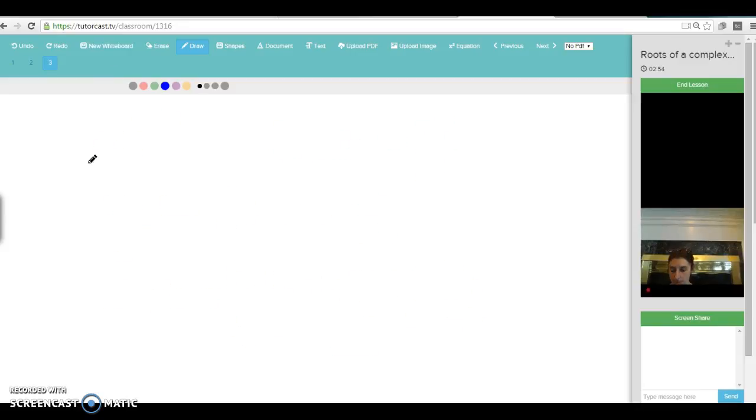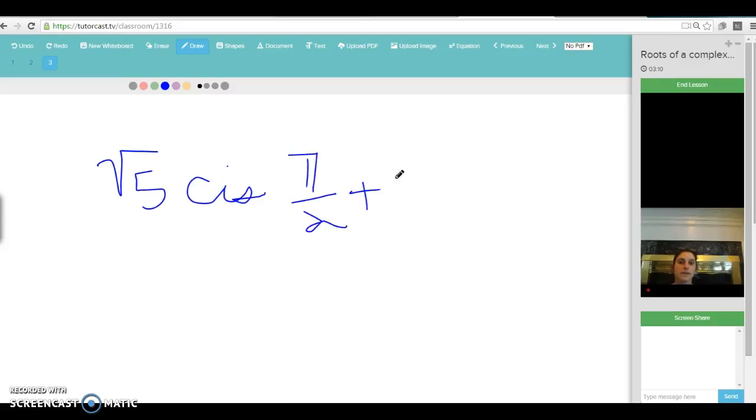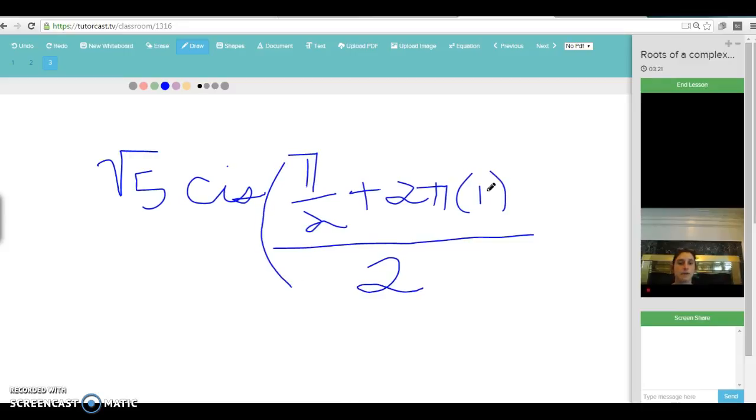My next square root is also going to begin with the square root of 5. And instead of plugging in k is 0, this time we plug in k is 1. So 2 pi times 1 all over 2, because we're doing 2 square roots. This will give me my second answer.